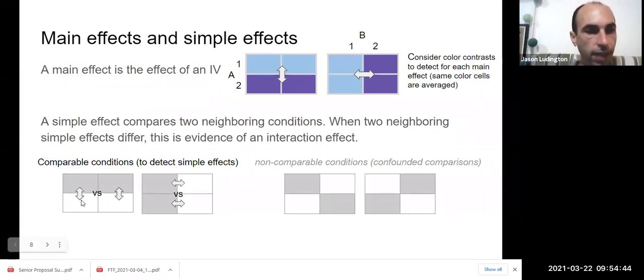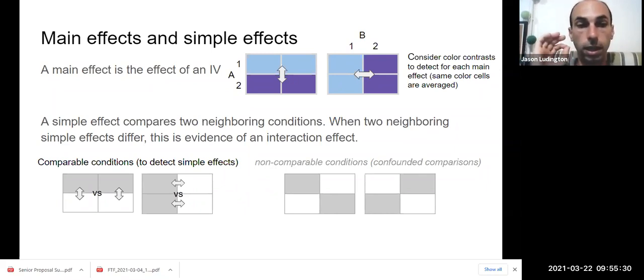Now, if we compare 6 and 5, that's a difference of 1. If we compare 7 and 5, that's a difference of 2. So if we look at the subtraction, we've got a difference of 1 and a difference of 2, and that is different. That means we found a difference between differences. I know that's confusing, but that's why this concept is confusing, because we have to use these weird verbal descriptions. Difference between differences, or in other words, a difference between simple effects, constitutes an interaction.